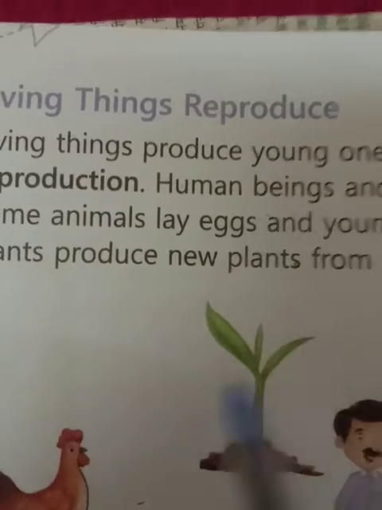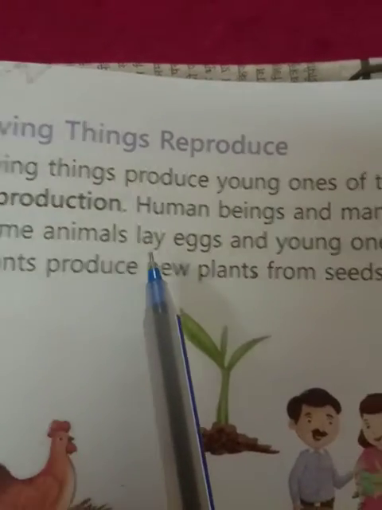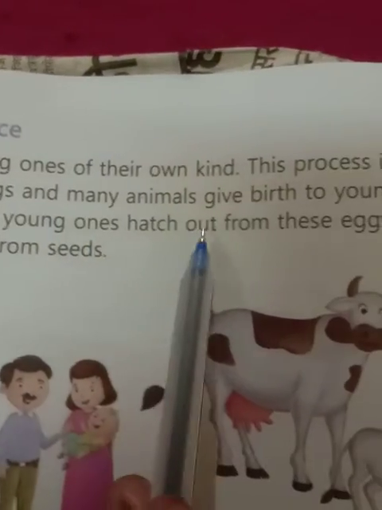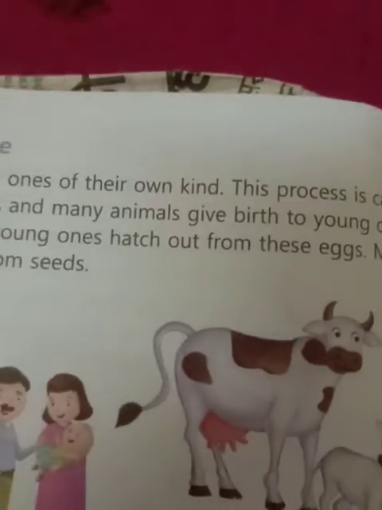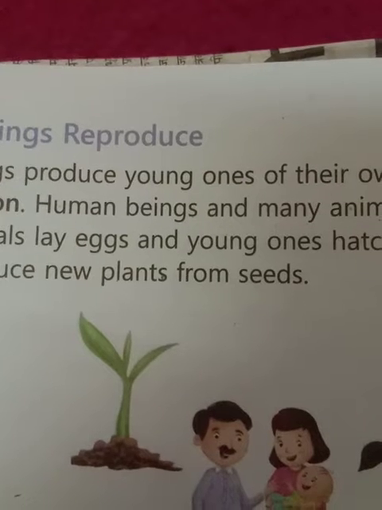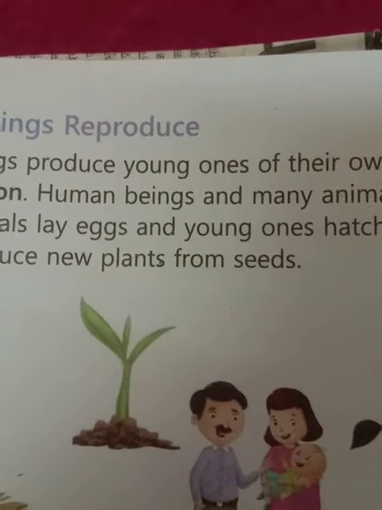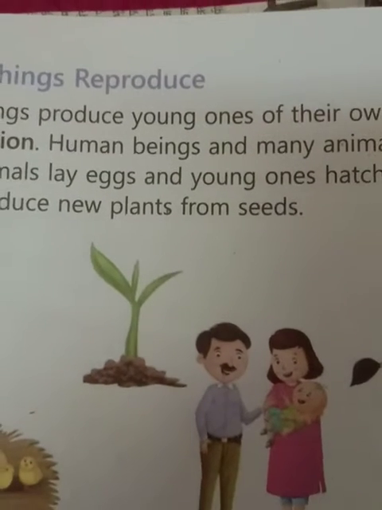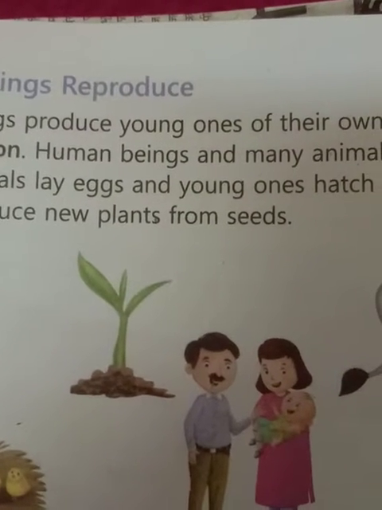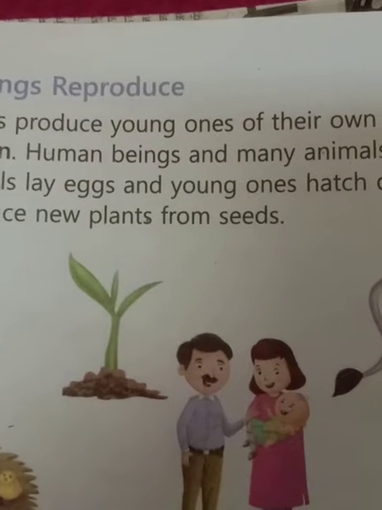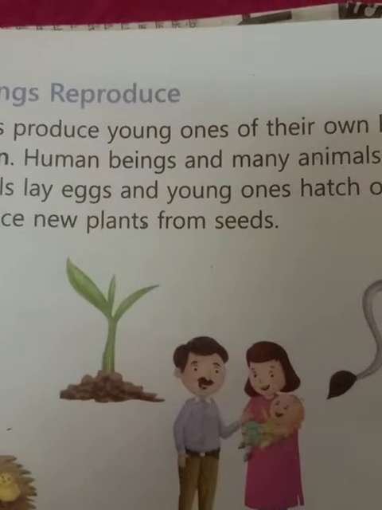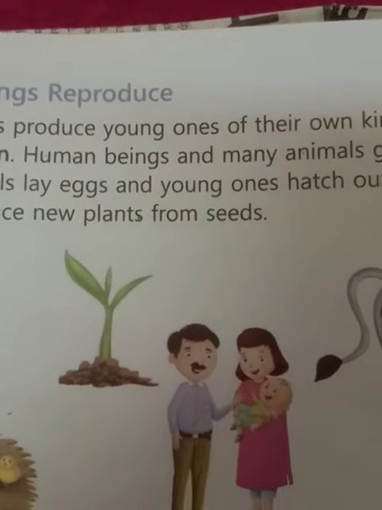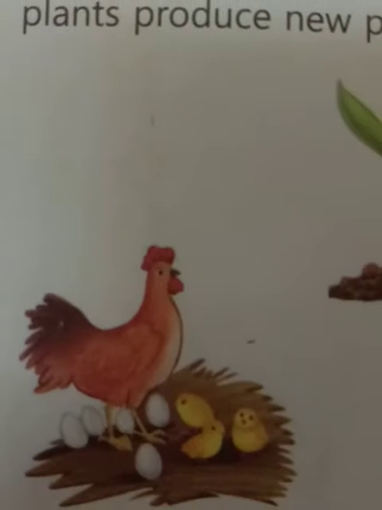Now, some animals lay eggs and young ones hatch out from these eggs. After a certain period, their young ones come out of the eggs. Such animals are called egg-laying animals. Fish, snakes, turtles, frogs, birds, etc. are egg-laying animals.